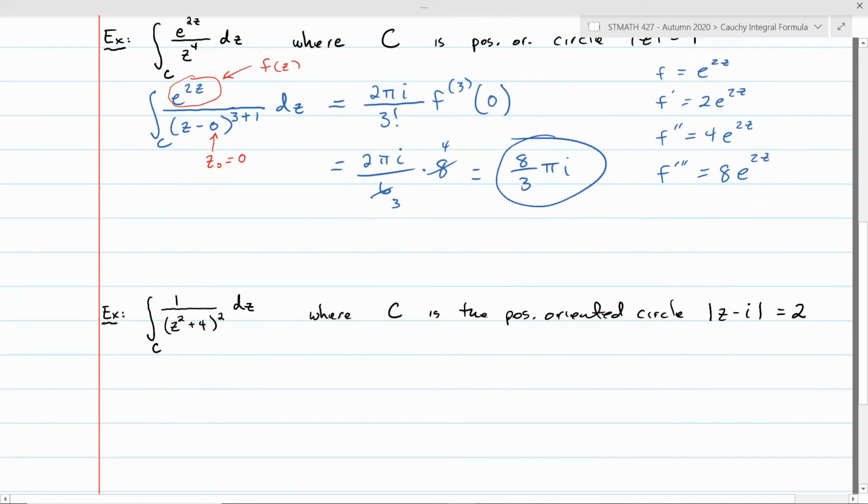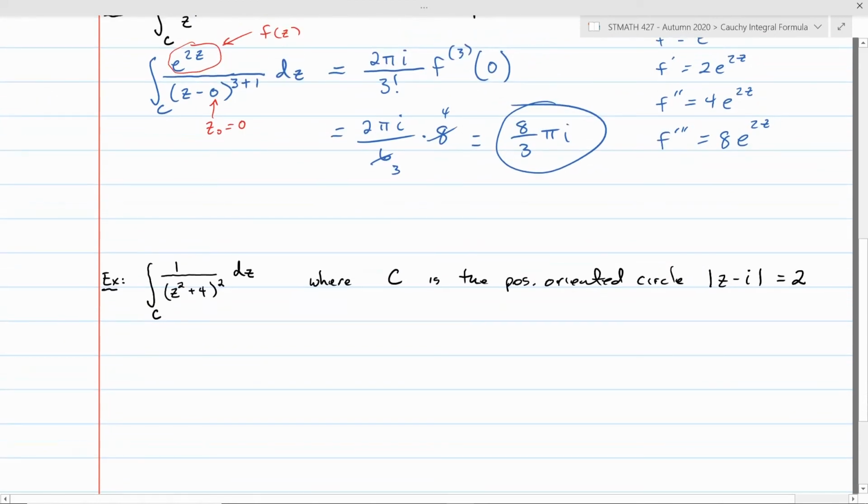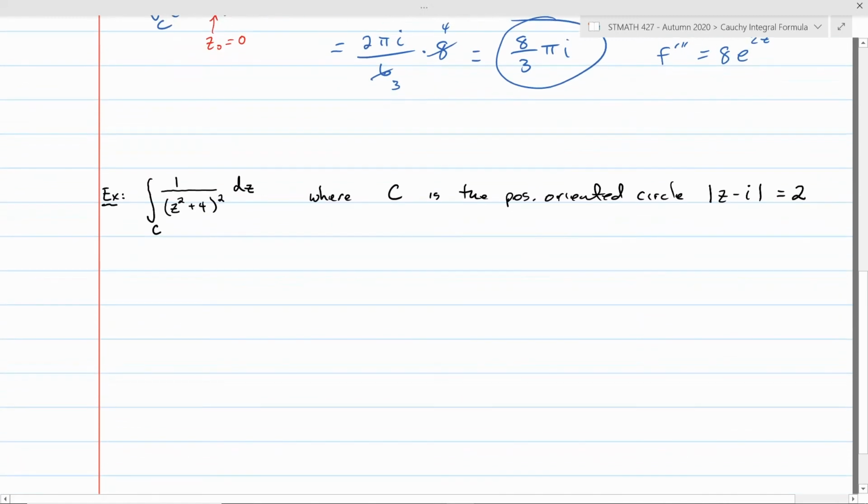Okay, here's another example. Now this one is a little bit different. We have to work a little harder to figure out what our function should be in the numerator and how to set this thing up. But we're going to do the integral around this contour C of 1 divided by the quantity z squared plus 4 all squared. And C is this positively oriented circle, but it's not centered at the origin this time, and it's not the unit circle. So this one's centered at i and has radius 2.